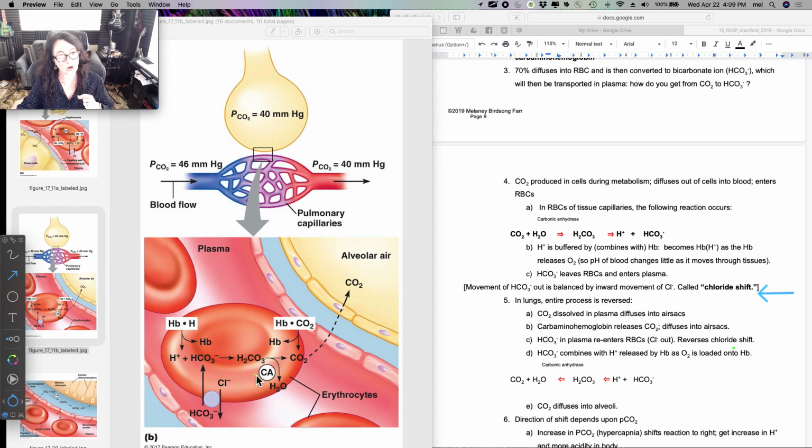carbonic acid, and then carbonic anhydrase, that enzyme can actually dissociate. It can do both directions of that chemical equation. So carbonic anhydrase is going to dissociate carbonic acid to CO2 plus H2O. And now I have that 70% of the CO2 that I can breathe out.